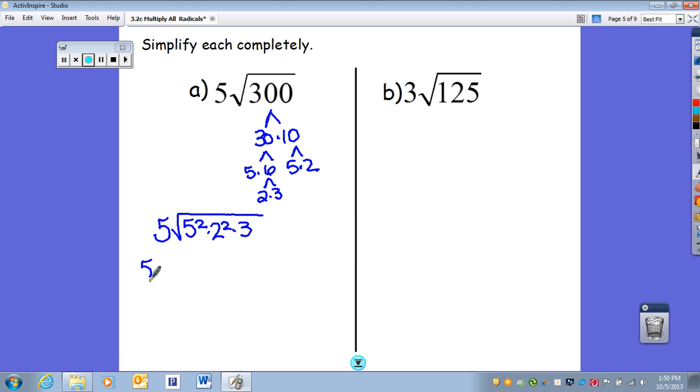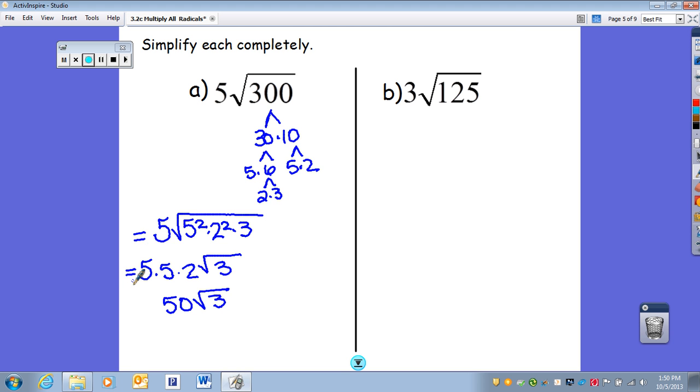When I bring the 5 out and the 2 out, because remember that taking the square root of a squared number are opposite operations, I need to make sure I remember that they are all being multiplied when they come out. So I have 5 times 5, which is 25, times 2, which is 50, square roots of 3.